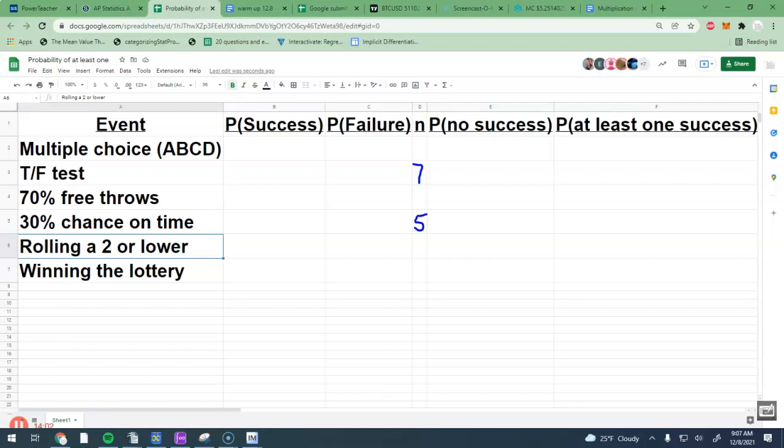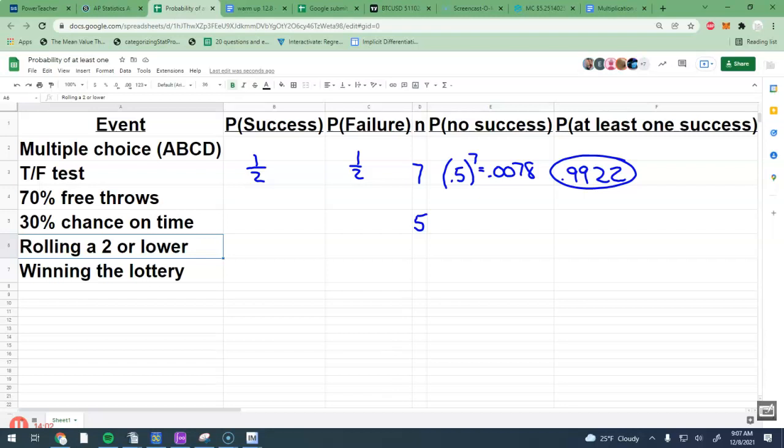So, 5 please. True false test. Probability of success is a half. Probability of failure is a half. Probability of no success would be 0.5 to the 7. 1/128. 0.0078. And then 1 minus that would be 0.9922-ish. How many had that for the true false test question?